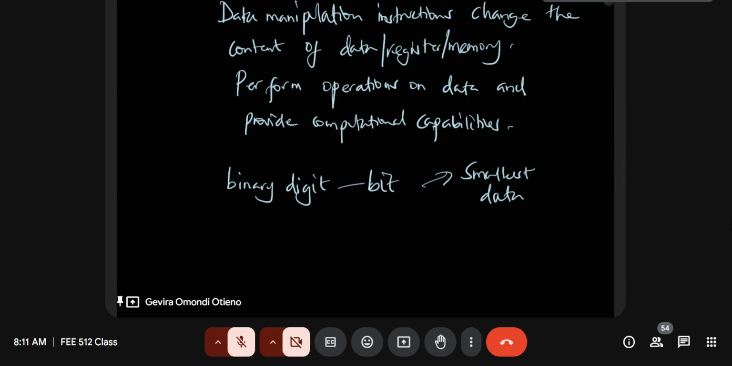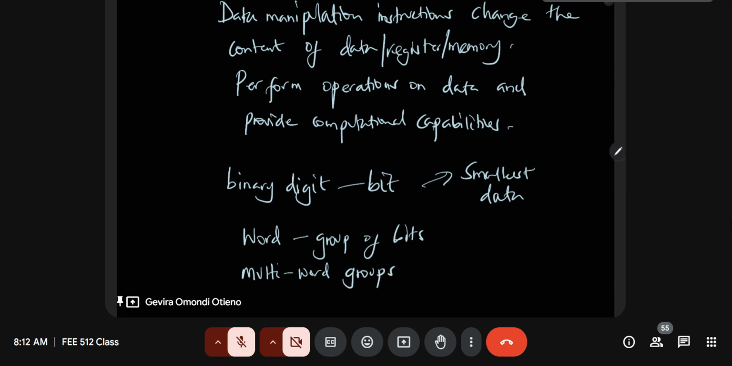However, we also have words or a word, which is a group of bits. So already you see that we can manipulate groups of data. Because now in data manipulation instructions, we are not just using bits, but we are using words, or other books will call them multi-word, basically groups. And we want to manipulate this.